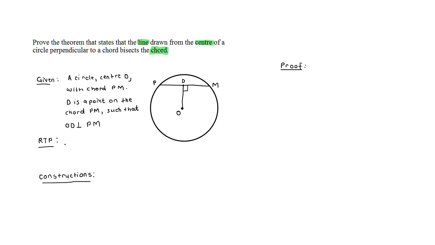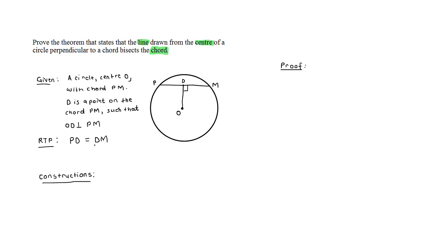Now what are you required to prove? You're required to prove this last section: that PM is divided equally into PD and DM. That's what the word bisect means. It means that these two lengths, PD and DM, have to be the same length, which means that subsequently D is the midpoint of this chord PM.